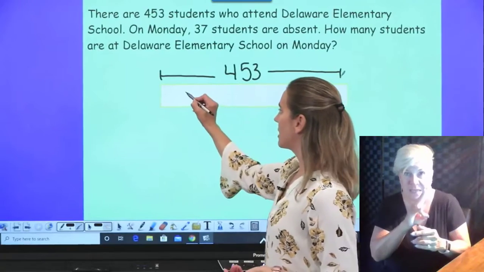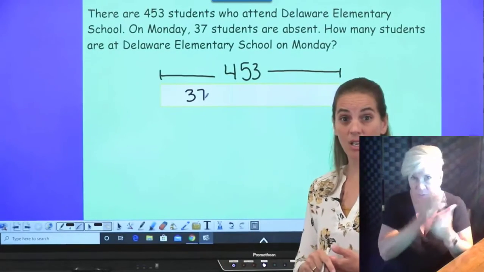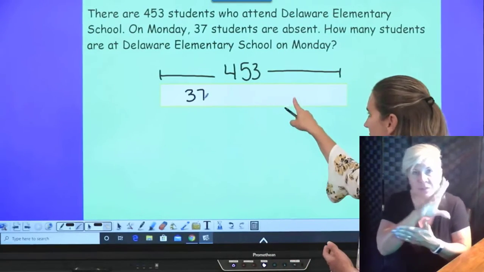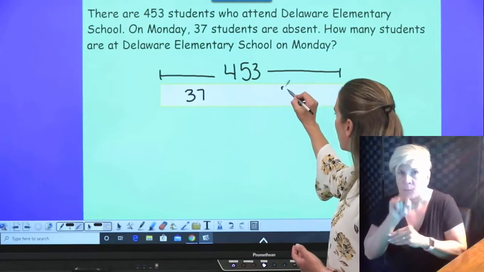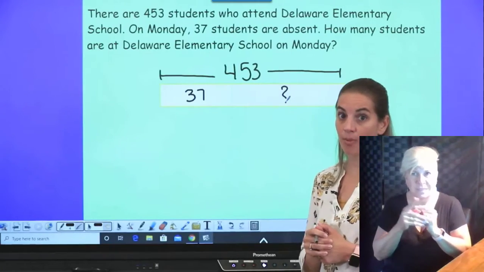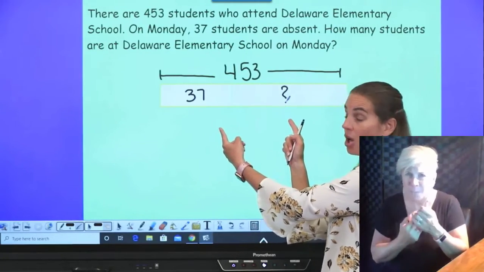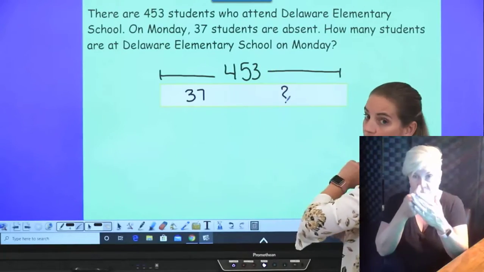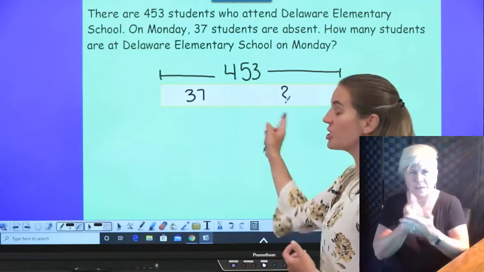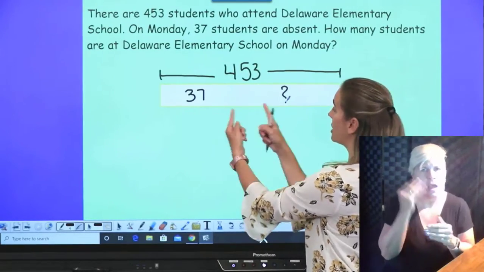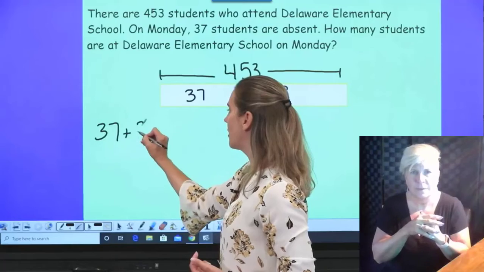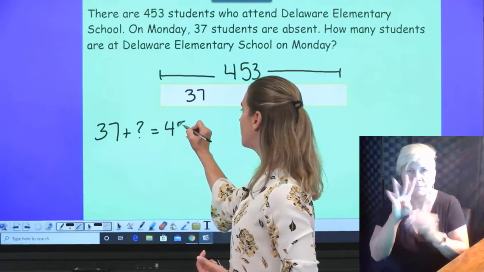So 37 represents part of my students. Well, the question is, how many students are at school if 37 are absent? So I need to know this number. So I'm going to put that question mark there to represent my unknown number. Okay, this one is tougher because I don't know both parts. What I do know is the total and one part. So let's make some fact families to help us solve this. I'm going to start with my addition fact families. I know that if I add 37 plus my question mark, I'll get 453. So 37 plus my unknown is 453.